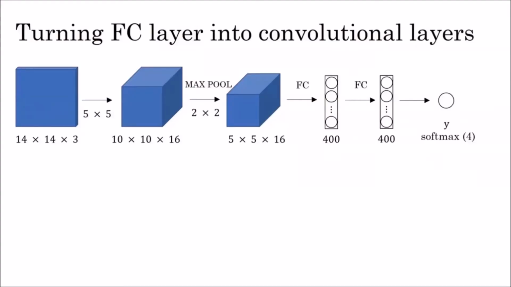We have already discussed that the sliding windows technique is computationally not effective. So now we are trying to implement the sliding windows technique by using a convolutional neural network. Before the implementation of that, first we learn how to represent a fully connected layer as a convolution layer.